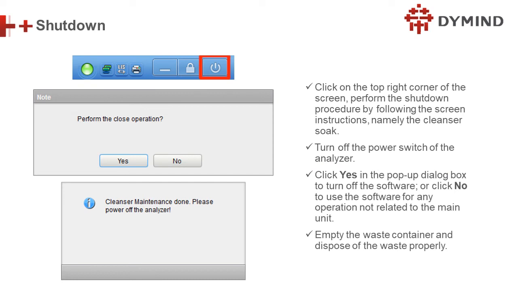Shut down. Every day at night, we are going to shut down the machine. So we will click the list key and then perform the close operation. Once we click yes, it will alarm: clean maintenance done, please power off the analyzer. So this is the step by step to shut down, and then feed the cleanser twice.